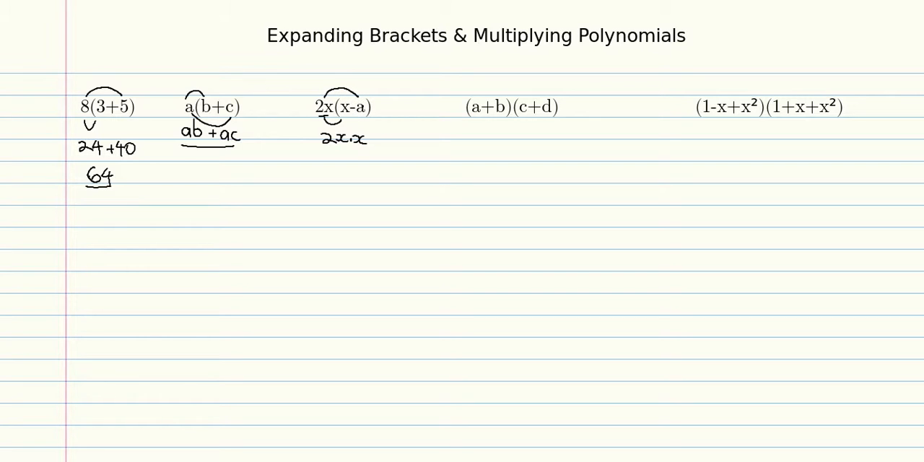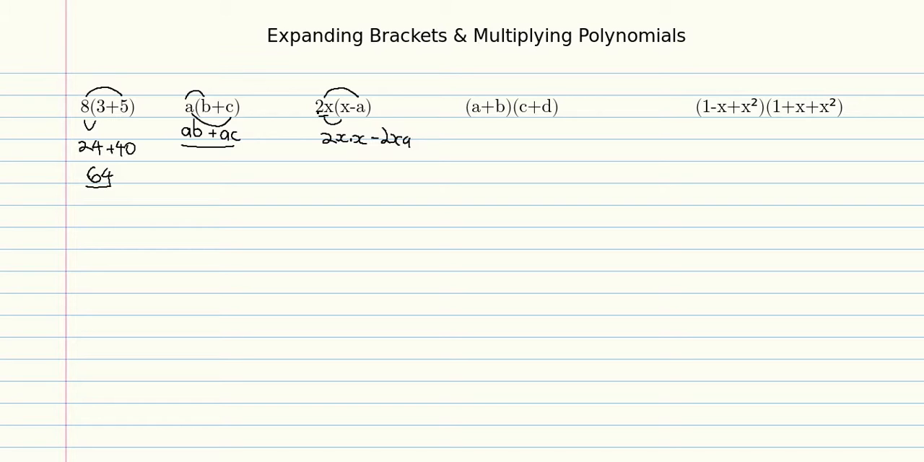So we have 2x times x, and then 2x times minus or negative a. Okay, so this is important. So we have a positive 2x times minus a. A positive times a negative equals a negative, so that's going to be negative 2xa.